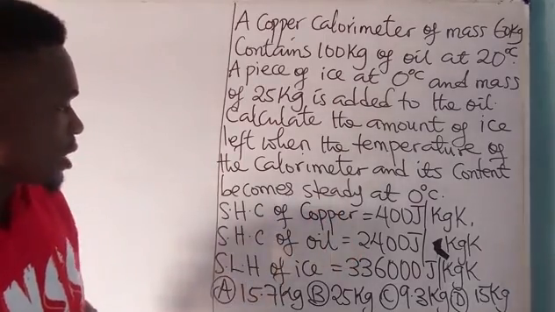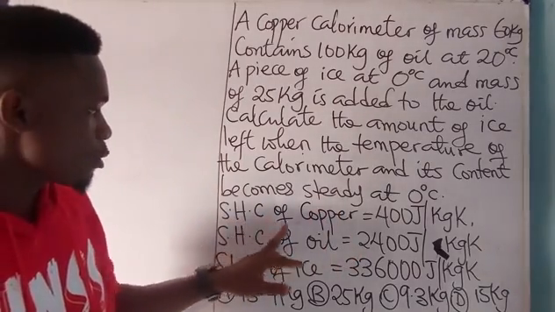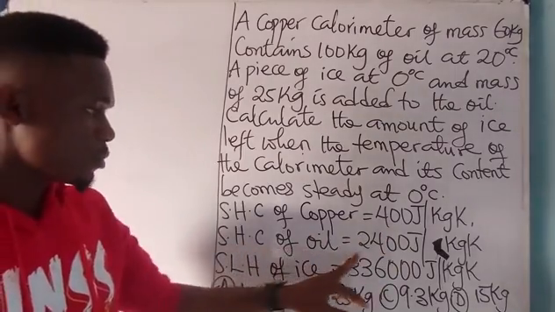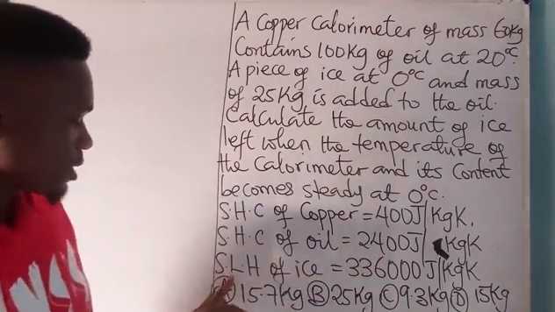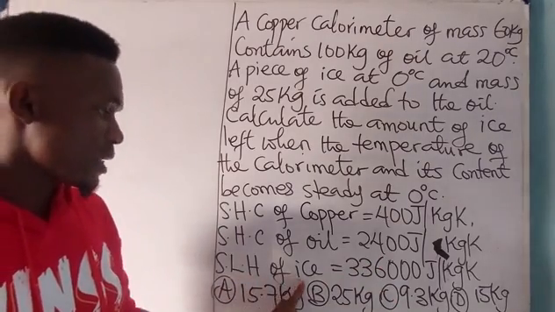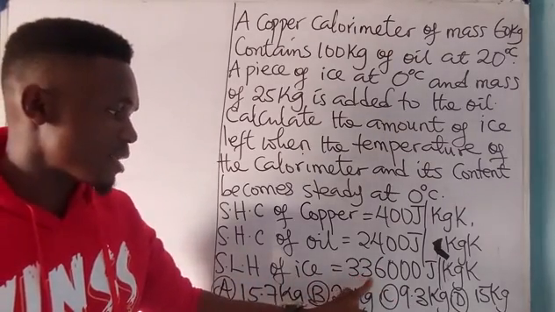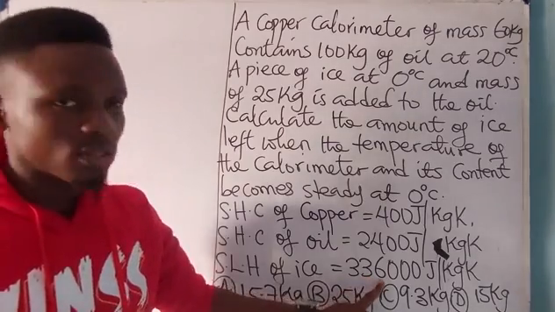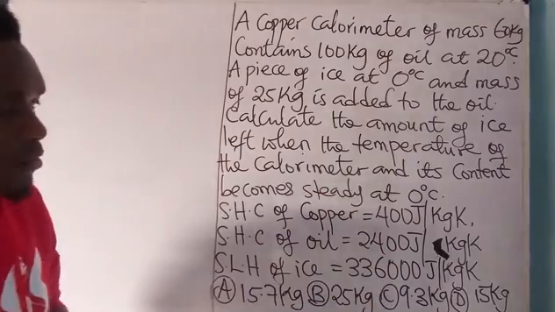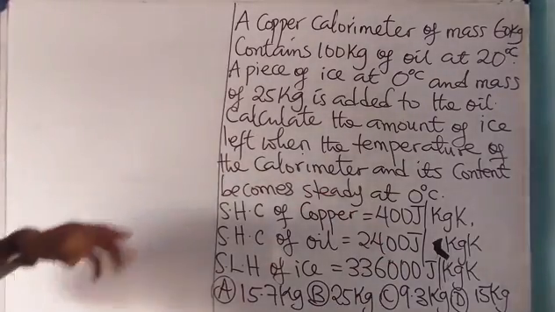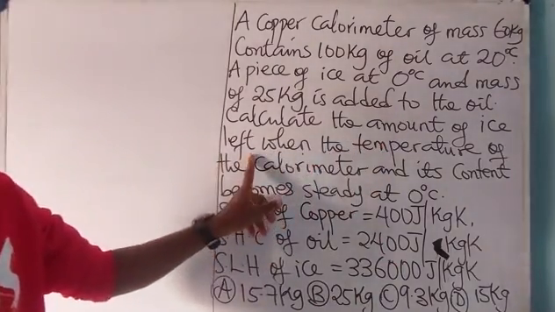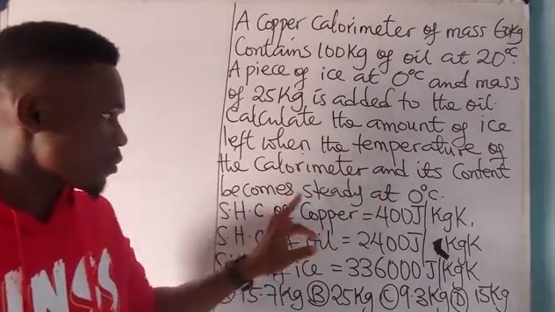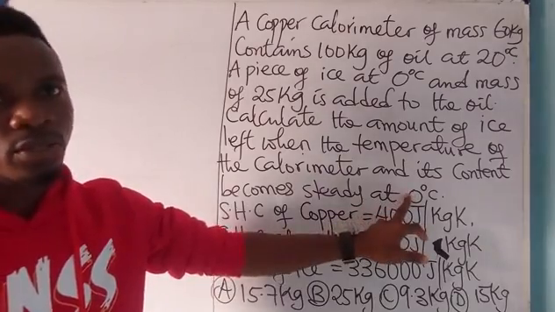All right. Now they gave us the specific heat capacity of copper to be 400. We are given the specific heat capacity of oil to be 2400 and the specific latent heat of ice to be 336 thousand. So this is what you have. Now it means we have to calculate the amount of ice left when the temperature of the calorimeter and its content becomes steady at 0 degrees Celsius.